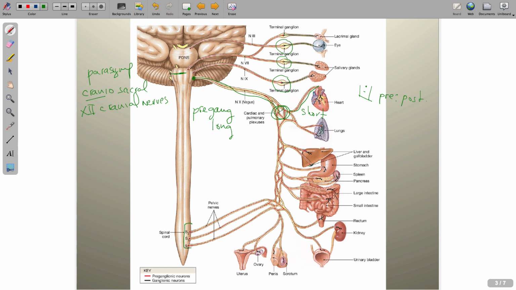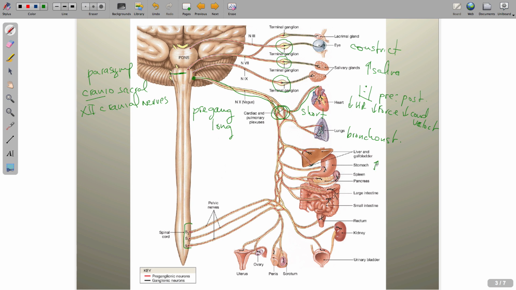So the eyes, they're going to have pupillary constriction that takes place. Salivary glands, they're going to increase saliva secretion. All right, heart rate is going to decrease. Force of contraction, decrease. Conduction velocity, decrease. All right, lungs, we're going to have bronchoconstriction, so to speak. All right, and then all these other things here.